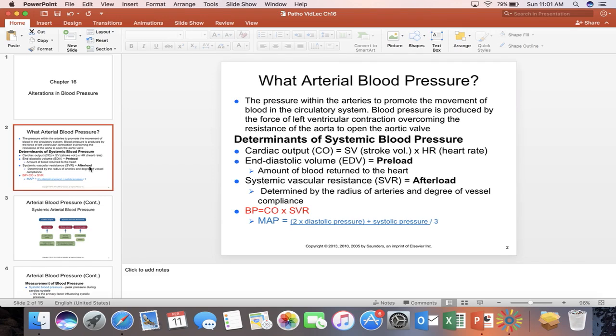Another factor is the systemic vascular resistance, also known as the afterload, and that is determined by the radius of arteries and degree of vessel compliance. So blood pressure is then equal to cardiac output times systemic vascular resistance. You can measure the mean arterial pressure by taking your diastolic pressure, multiplying that by 2, then adding the systolic blood pressure, all divided by 3. That gives you your mean arterial pressure.